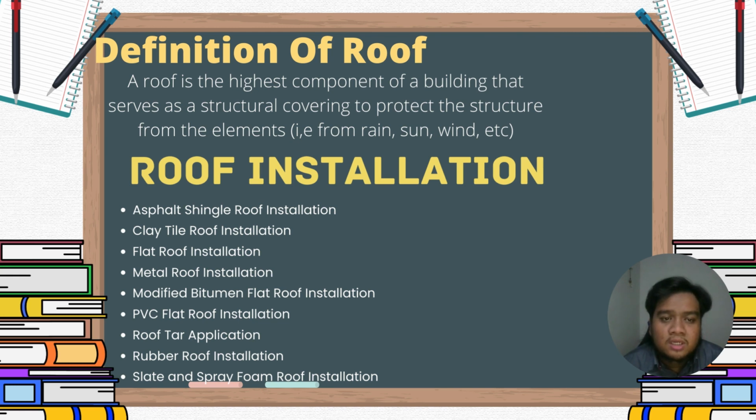There are many kinds of roof installation. The first one is asphalt shingle roof installation. Second is clay tile roof installation. Third, flat roof installation. The next one, metal roof installation. Modified bitumen flat roof installation. PVC flat roof installation. Roof tar application, rubber roof installation, slate roof installation, and the last one is spray foam roofing installation.